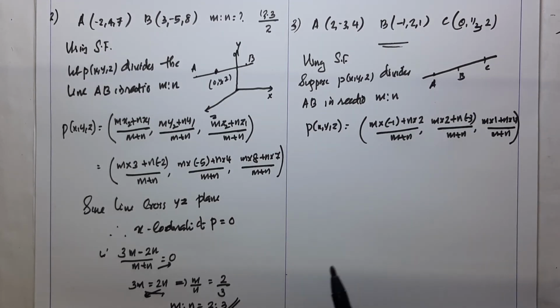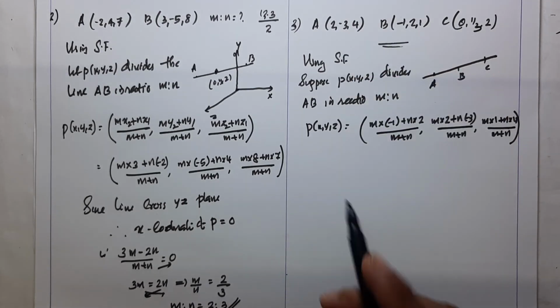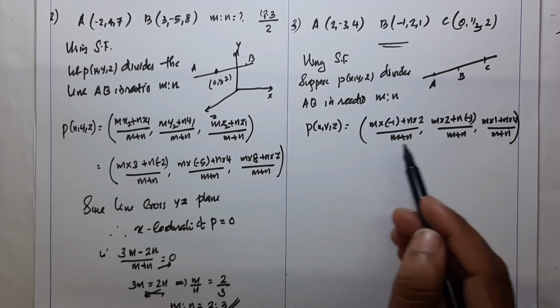Here we have to prove that these points are collinear using section formula. So first of all, we consider a point P(x, y, z), another point. Suppose P(x, y, z) is any point. We divide these two points in the ratio m is to n, and therefore, applying the section formula, we get P(x, y, z) as this.